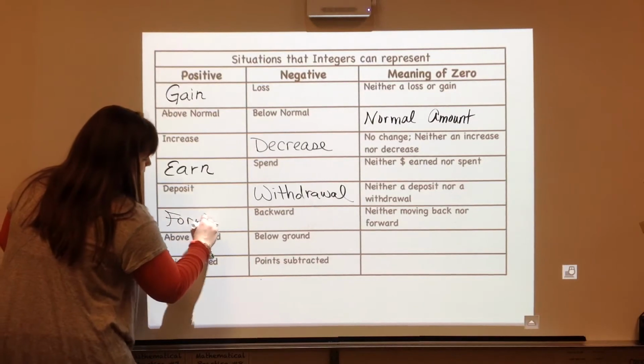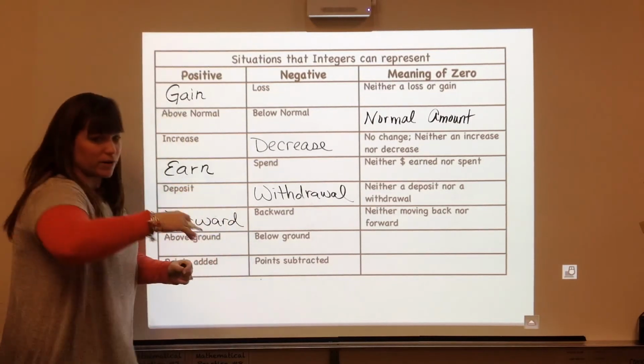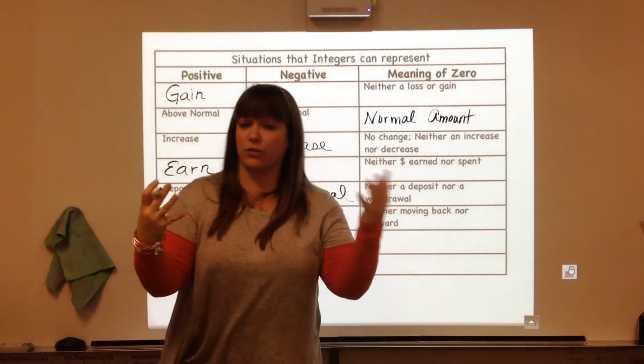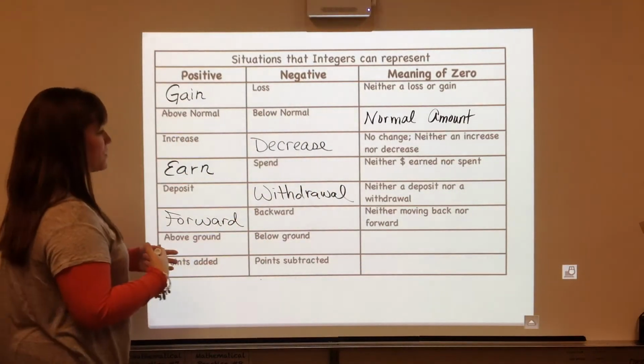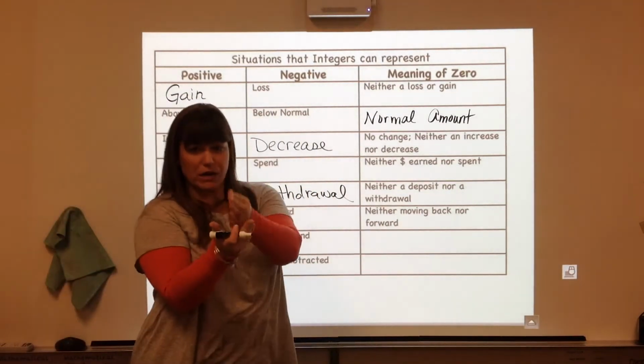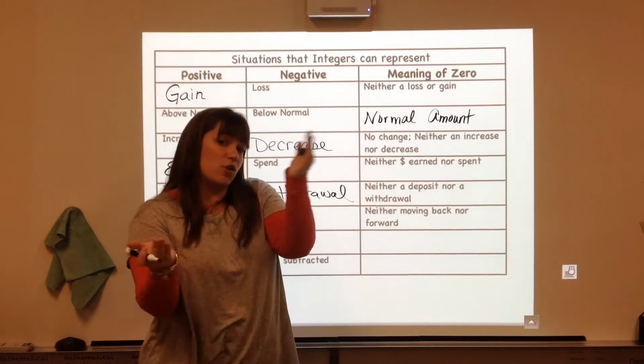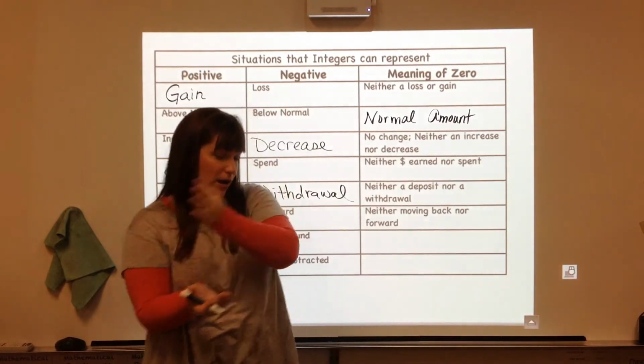On to board games. If you're literally going forward on a game board or backwards, you could show that with positive or negative numbers. Or if your game piece stayed right in the spot that it was, then no change occurred. It didn't go forward or backwards. That's the 0.